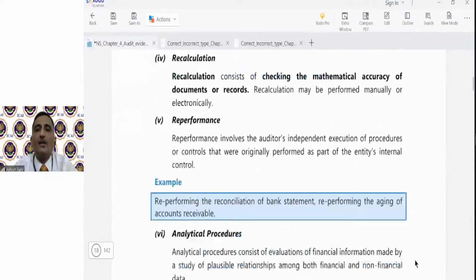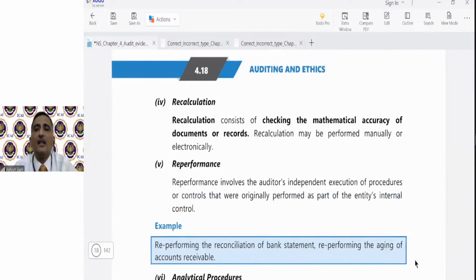Another thing is recalculation. Now what is recalculation? Recalculation means simply verifying arithmetical accuracy. कि आपके सामने कोई बिल है, आपने उसकी कैलकुलेशन दोबारा चेक की, टोटलिंग ठीक है, मल्टीप्लिकेशन ठीक है, क्वांटिटी रेट को करके जो वैल्यू निकाली गई है वो ठीक है. So that means checking mathematical accuracy. So it may be performed manually. You may do it on a calculator or electronically. Okay, there may be tools available with you.